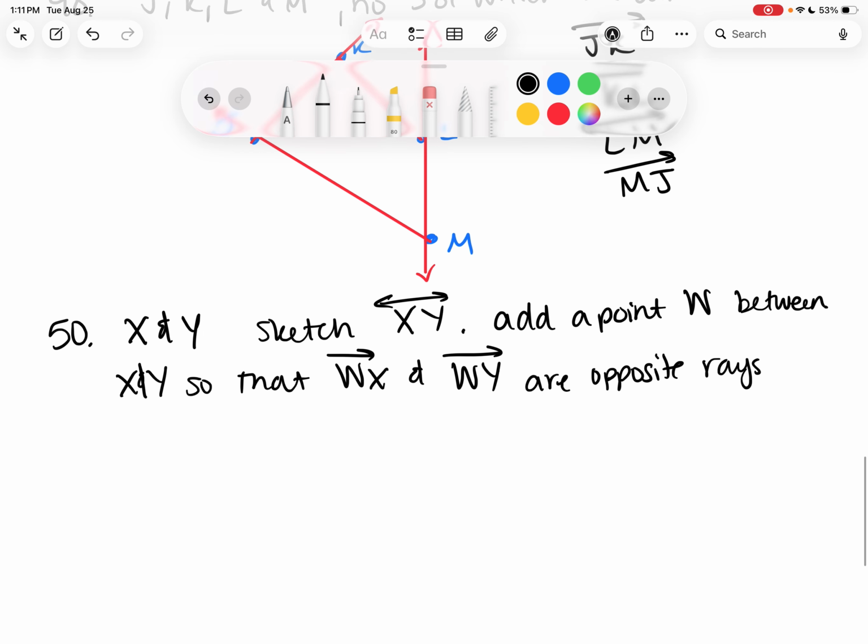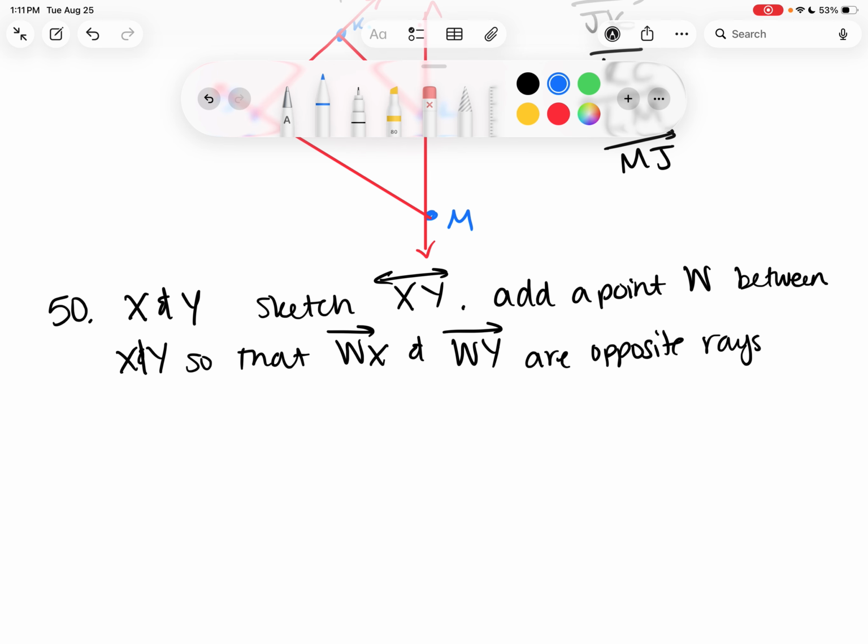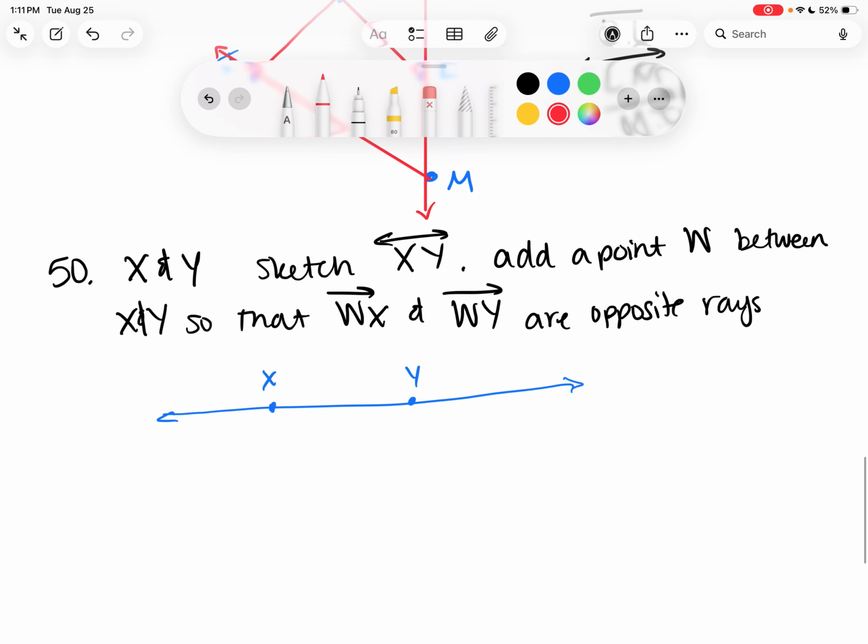All right, so I need to have points X and Y. And then I have a line going through those 2 points. So then it says add a point W between them. So that means I need that in there. And it basically needs to be approximately halfway between X and Y. Obviously, like I said the other day, I'm not going to get a ruler out and check. Okay? But I am going to look that it is, relatively speaking, centered between them because opposite rays have to be split. Okay? And they're going the opposite direction.